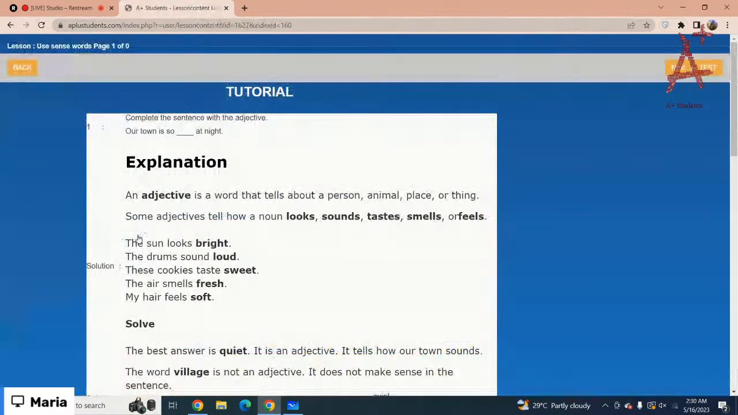Okay, the next one is an adjective. An adjective is a word that tells you about a person, place, animal, or thing. Some adjectives tell how a noun looks, sounds, tastes, smells, or feels. Basically, that's what adjectives tell you: how it looks, how it sounds, how it tastes, how it smells, and how it feels. The sun looks bright. The drum sounds loud. These cookies taste fresh. The air smells fresh. The hair feels soft. Let's just start with the practice questions.